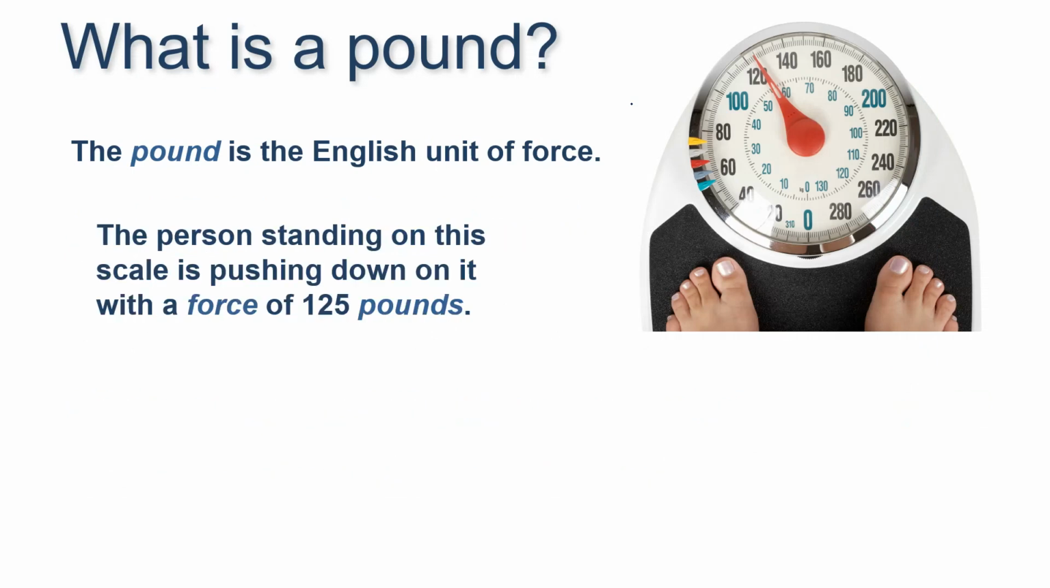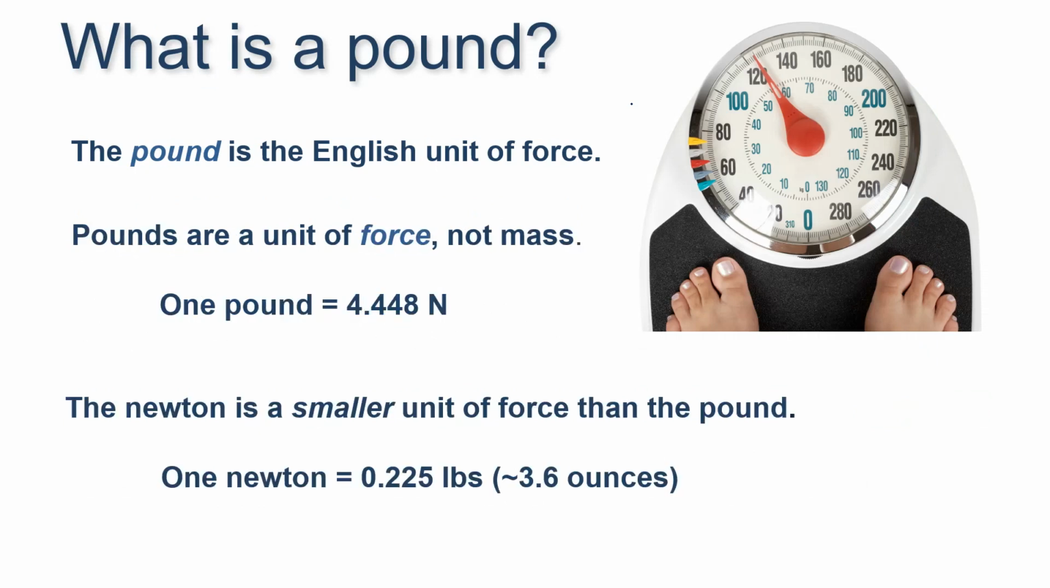So in English, the unit for force, which we'll use on Earth, is pounds. And so I want you to write this down. 1 pound is equal to 4.48 newtons. It's a measurement of force, not mass. 1 newton is equal to 0.225 pounds.